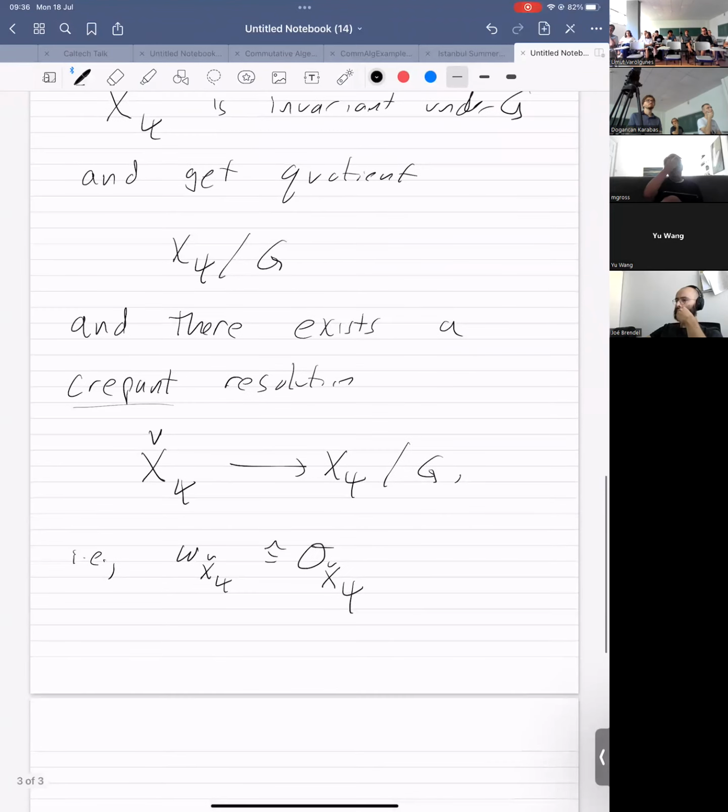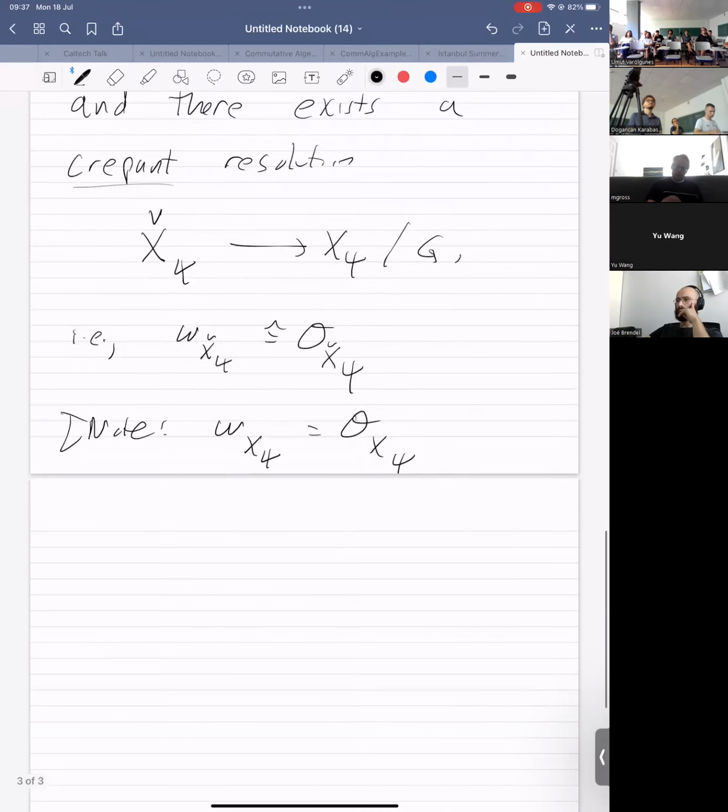Okay, so this is again an example of what we call a Calabi-Yau. Maybe I should have said that omega of X_psi is already trivial. That's an easy exercise from the adjunction formula. And this is called the Calabi-Yau condition.